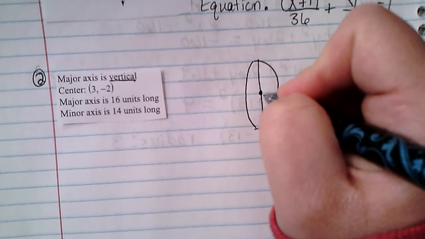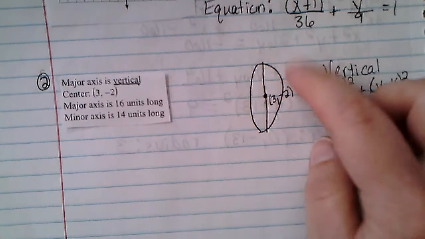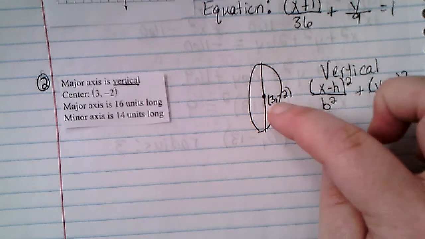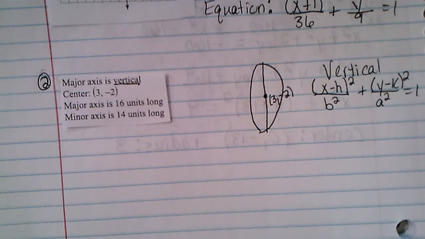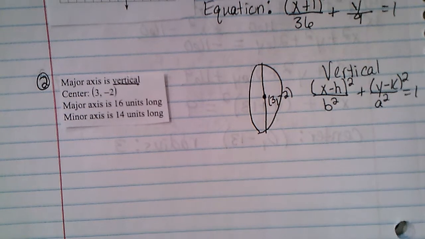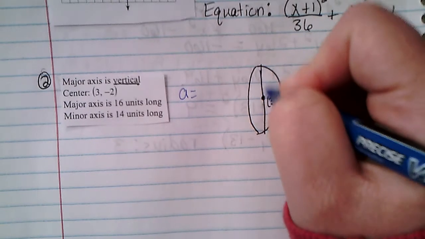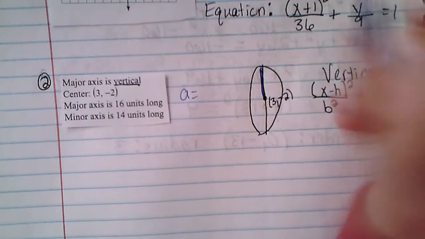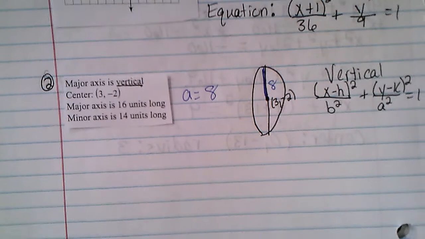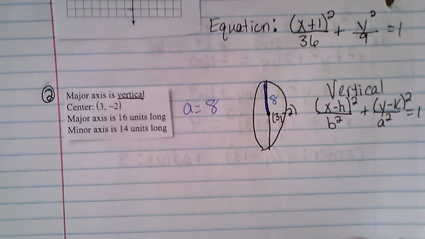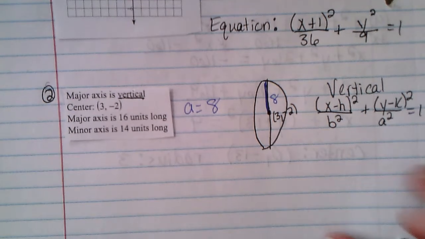So we've got our center here at (3, -2). Then we have that the major axis is 16 units long. So that is the complete length of the major axis. So that means my a value is going to be just from the center to the edge of that. So just this portion. So half of 16 is going to be 8 right there. Okay, so if it gives you the entire major axis, to get the a value you're doing just from the center to that. So you're doing half of that value.